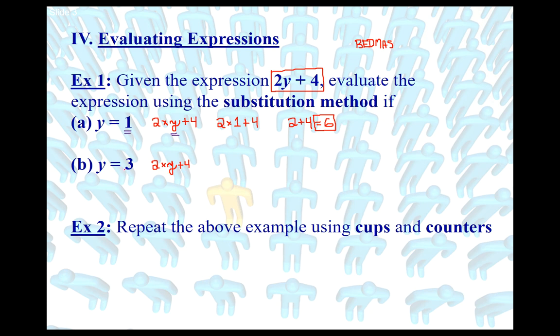Okay, and then this time around, we're going to take the y equals 3 and substitute it in for the variable y. So when I do that, this would then be 2 times 3. Y is a value of 3, plus 4. Carry out the order of operations. 2 times 3 is 6, plus 4 would then be equal to 10.